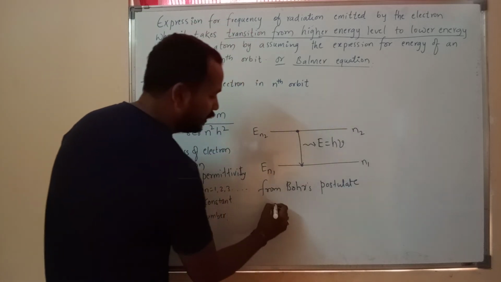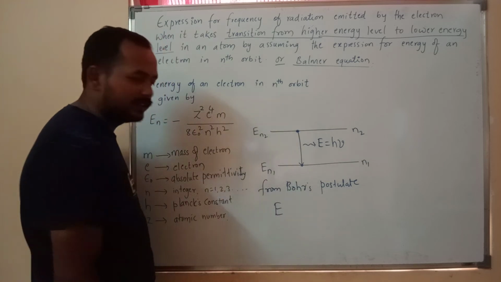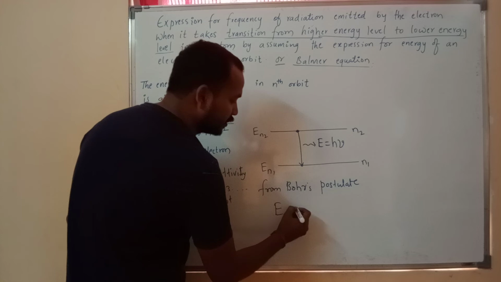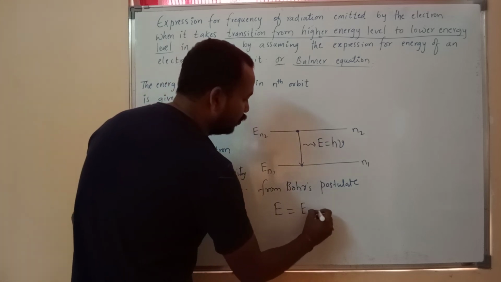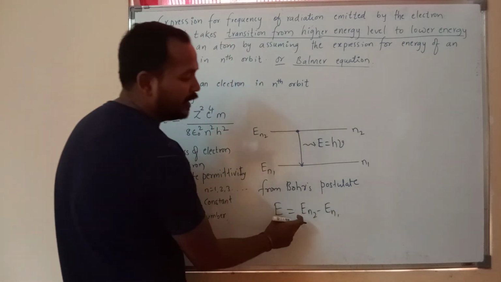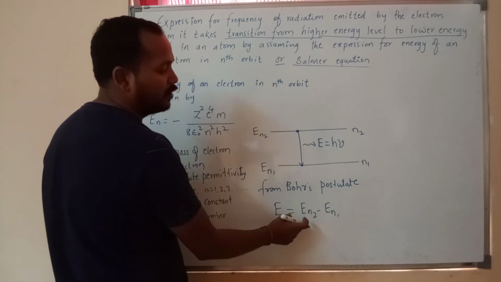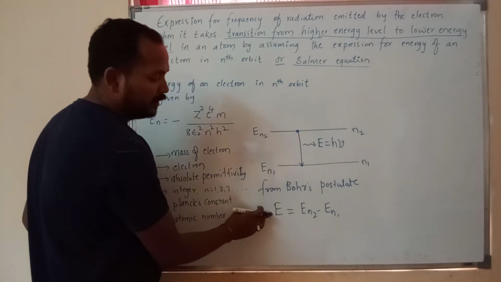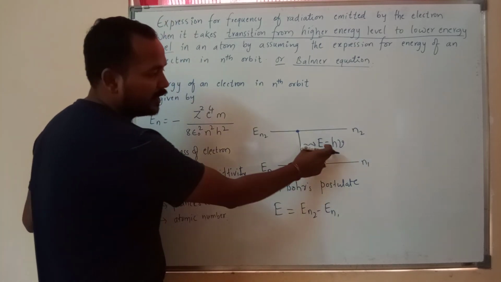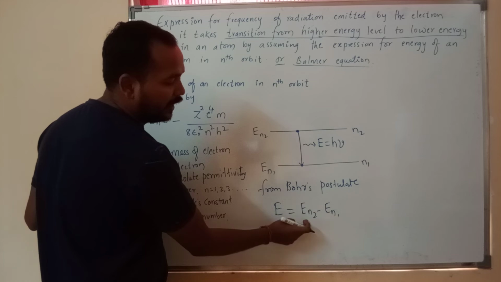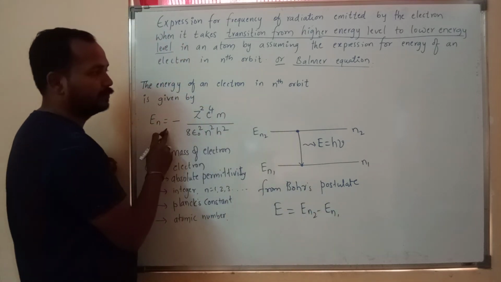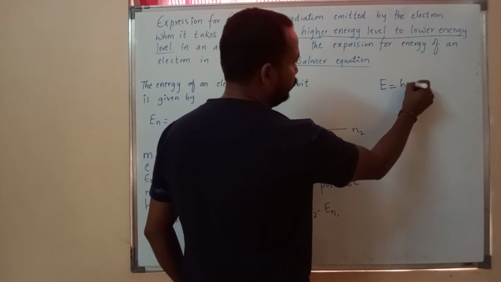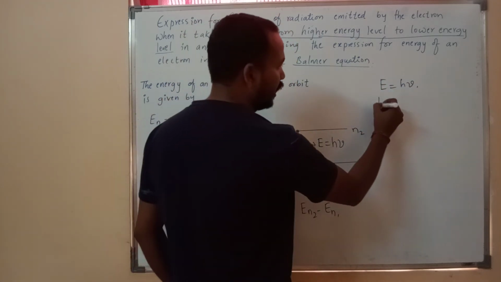we can write that the emitted energy is equal to the difference in the energy of the two orbits, that is En2 minus En1. Here I am writing En2 minus En1 because En2 is greater than En1. Now here we have the emitted energy value, that is h nu. Now we have to calculate En2 and En1 using this equation. So we have E equal to h nu, correct? Now En2 I have to calculate.